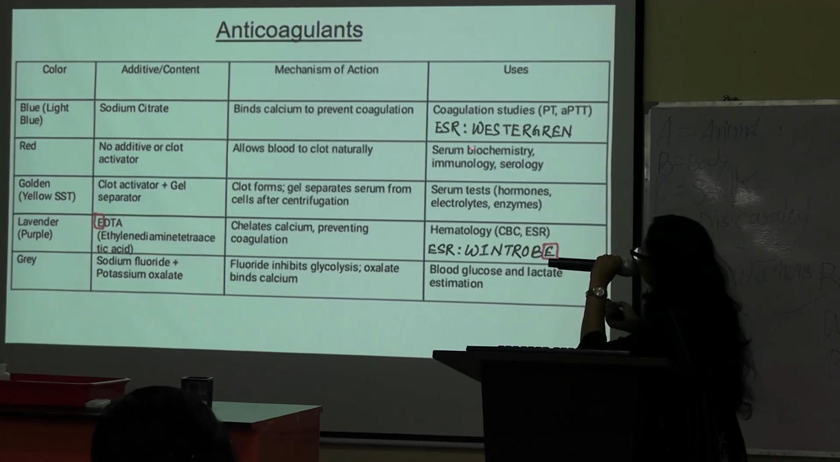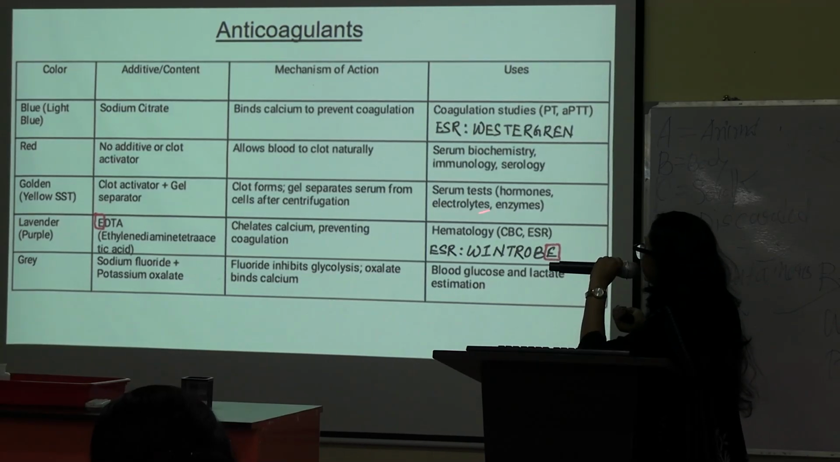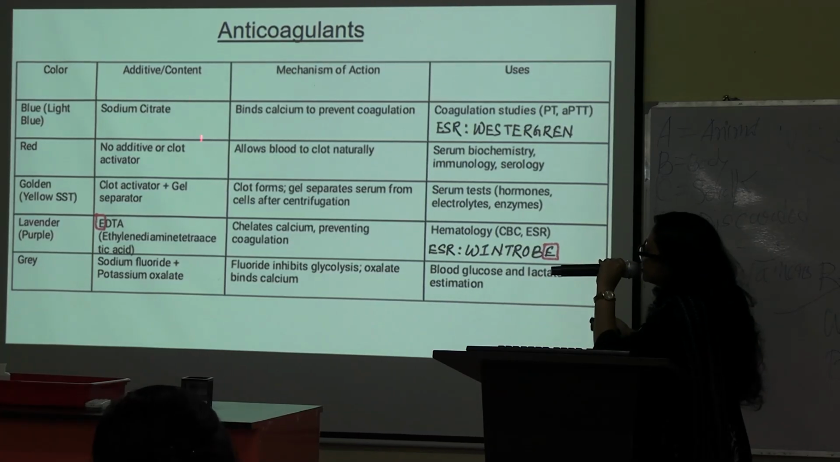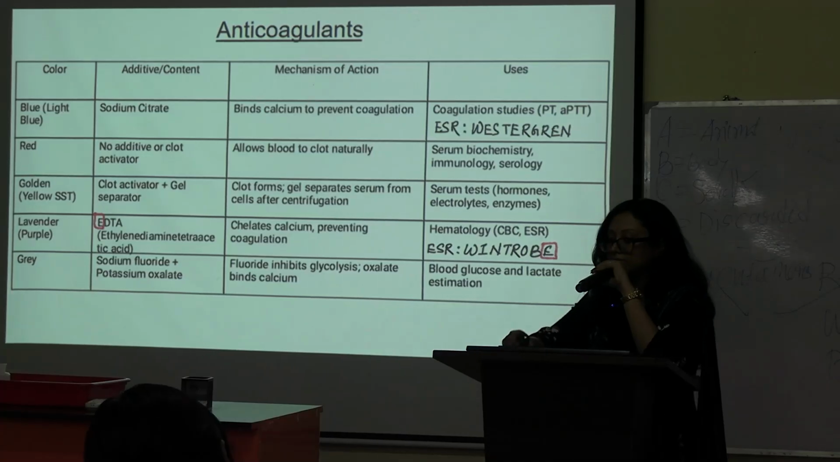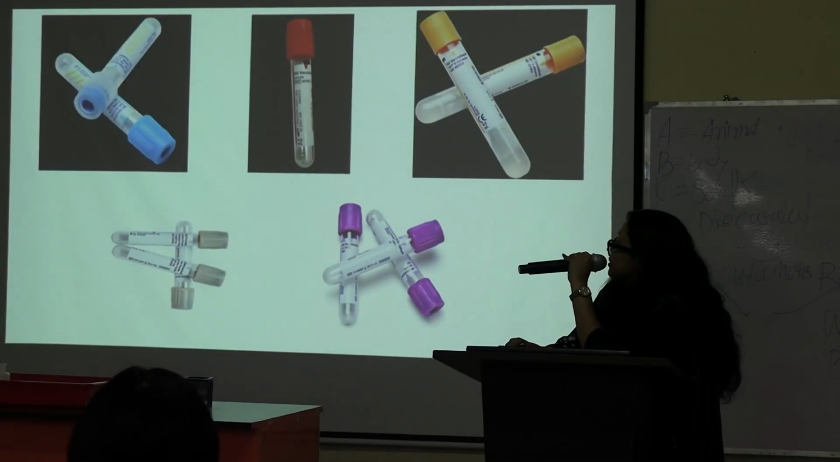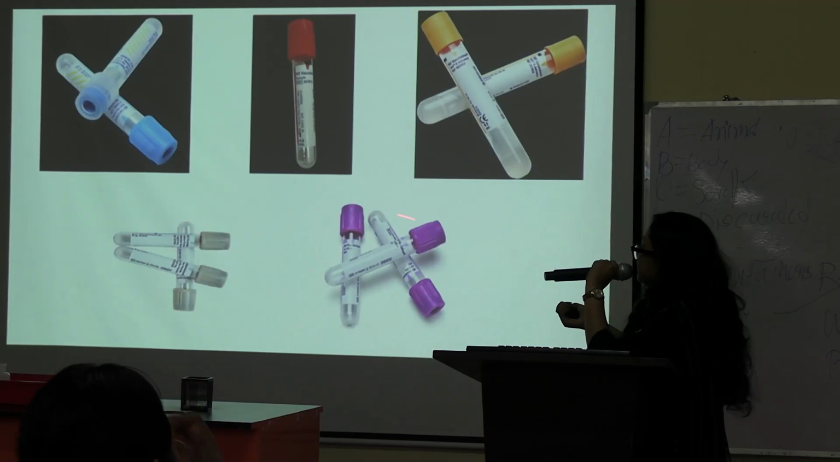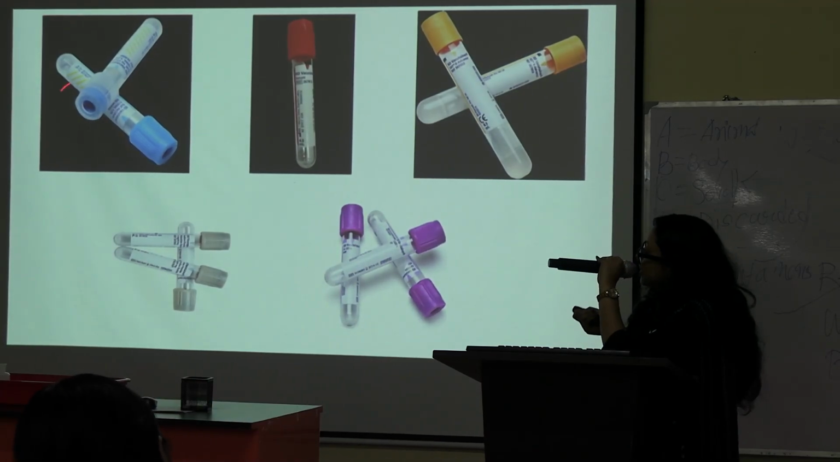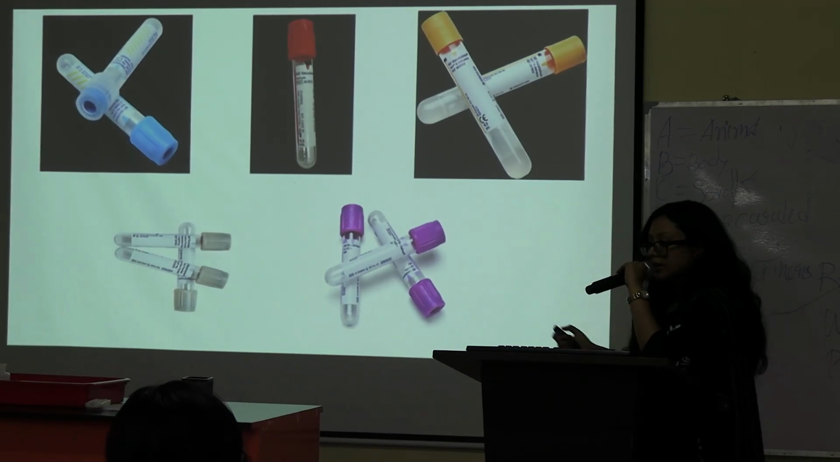Okay, so red one for serum biochemistry, immunology and serology. The golden one for serum tests like the hormones, electrolytes and enzymes. Okay, so you remember these things, mechanism of action and uses. Is it clear? So these are the Vacutainers. This one, the lavender one, most important one, contains what? EDTA. This one. And these two don't contain any anticoagulants. Is that clear?